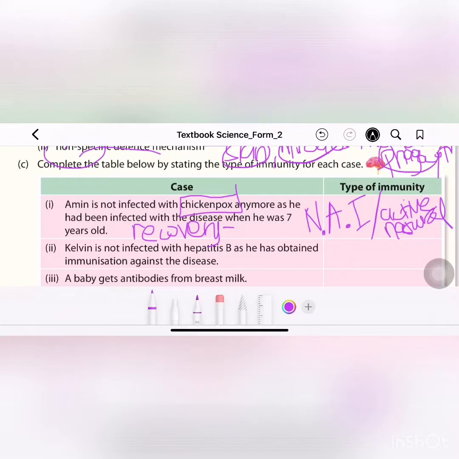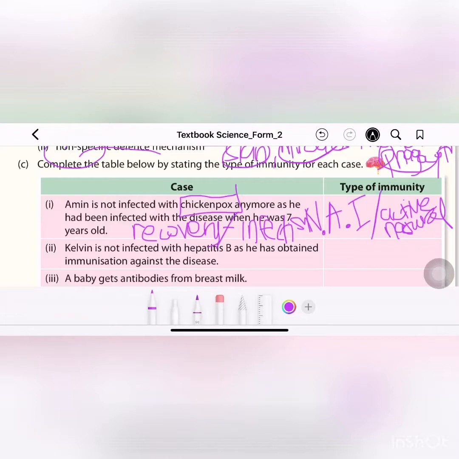But I follow the textbook. The textbook is natural first or artificial first, followed by active or passive. It doesn't matter, but because I'm still trying to find one way for you to memorize this, I want to stick with one. So I just follow NAI. NAI, recovery, or you can remember the word infection, meaning you have to fall sick first and then you will get the immunity. You have to get the chickenpox first and then you will get immunity against chickenpox.